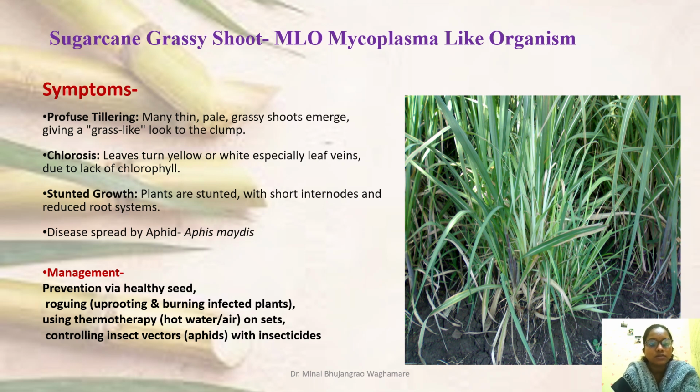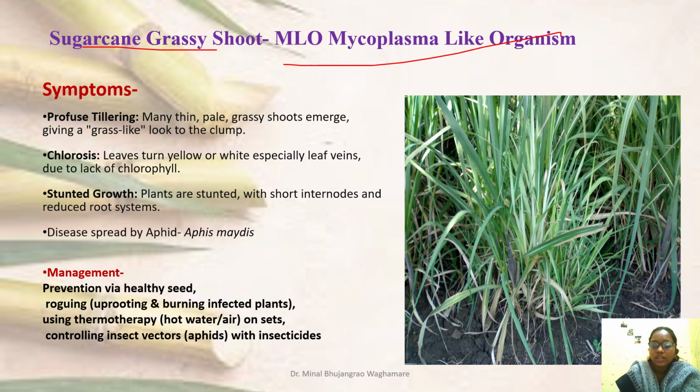Next disease is sugarcane grassy shoot disease. Causal organism: Mycoplasma-like organism. Here we will see excessive vegetative growth appearing from a single internode, that is profuse tillering. Many thin and pale grassy shoots emerge from the node and lead to the grassy appearance of the plant. That's why the name of the disease is grassy shoot.